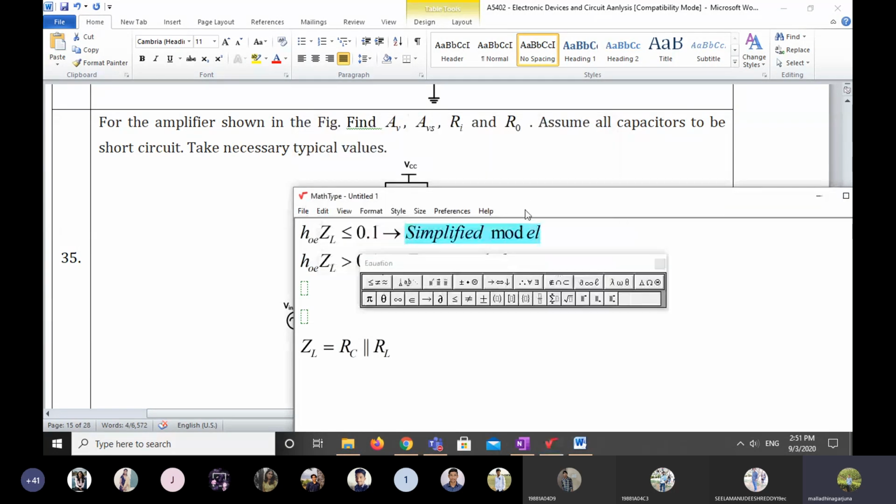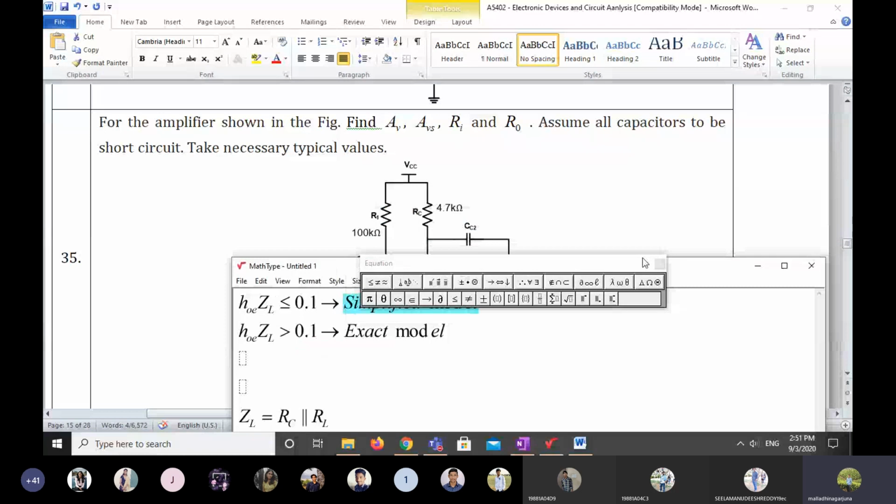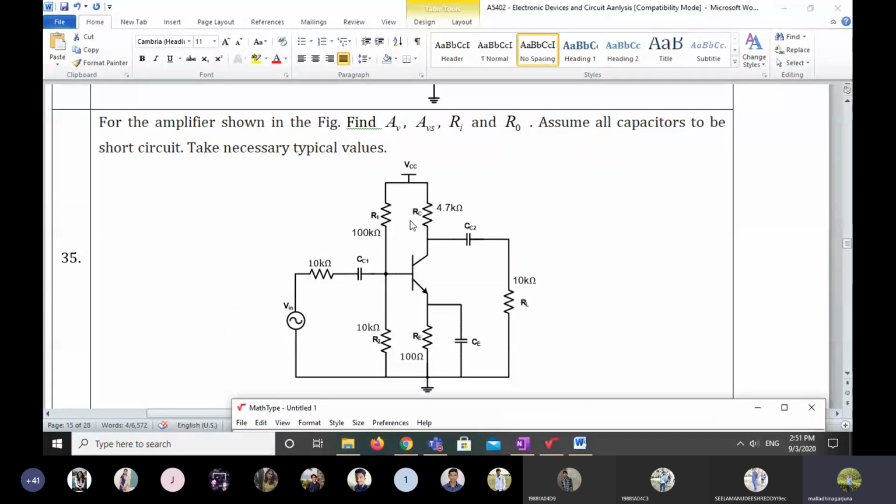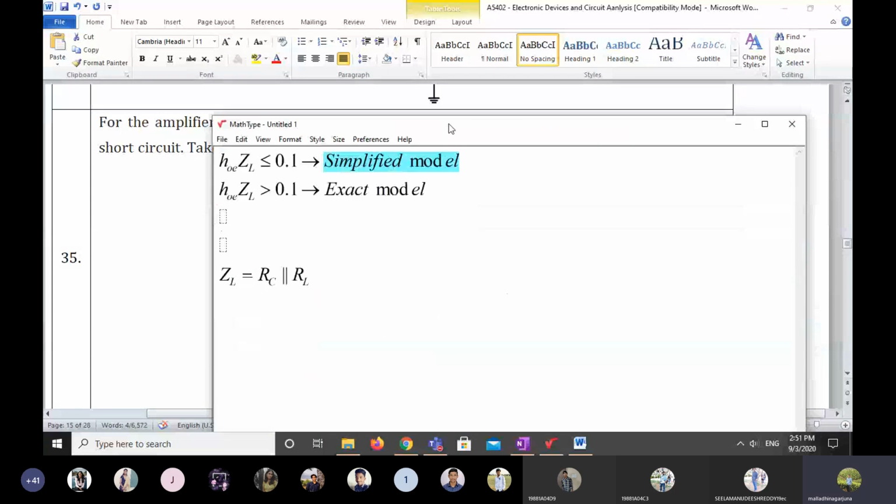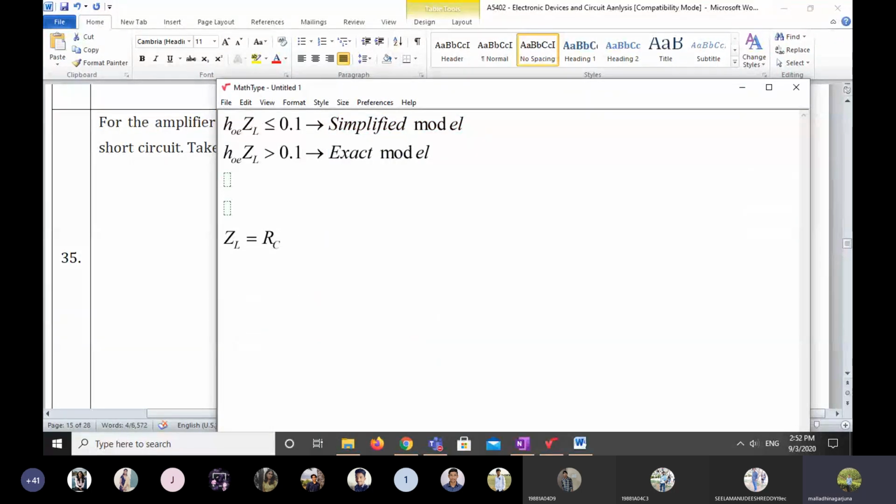Okay, and one more case. In these questions, RC value is given, RL value is given. So RC is 4.7K, RL is 10K. But in some cases, the load resistance value will not be given, and only the RC value will be given. At that time, ZL is nothing but RC. If RL is not given, take RL equal to infinity. You assume infinity. If RL is not given, ZL is equal to RC only. If RL is given, ZL is equal to RC parallel to RL.